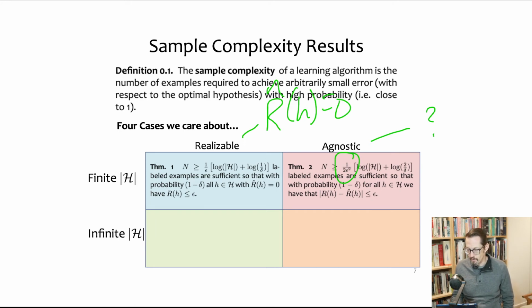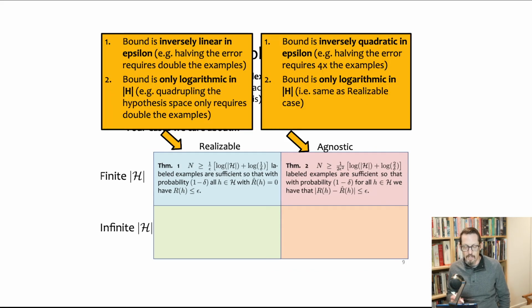So we need a few more samples. It's not a big deal. They're overall the same kind of form. And again, the important thing about this form is that it's inversely linear in epsilon. So halving the error requires double the examples. And it's only logarithmic in h. So quadrupling the hypothesis space only requires double the examples. So pretty good stuff. It's only a little bit worse with the agnostic.